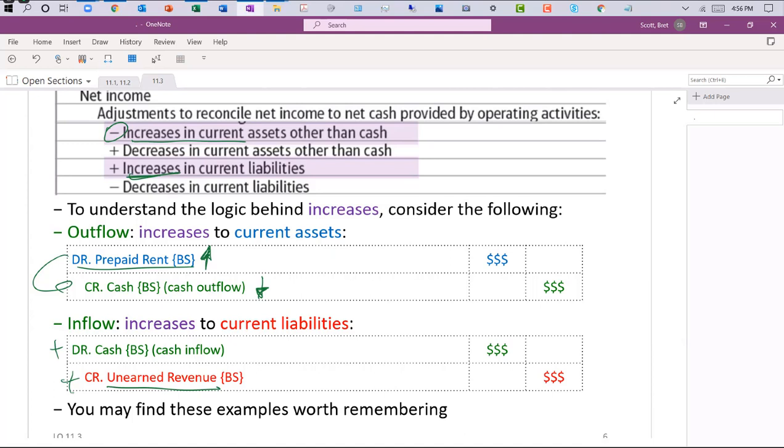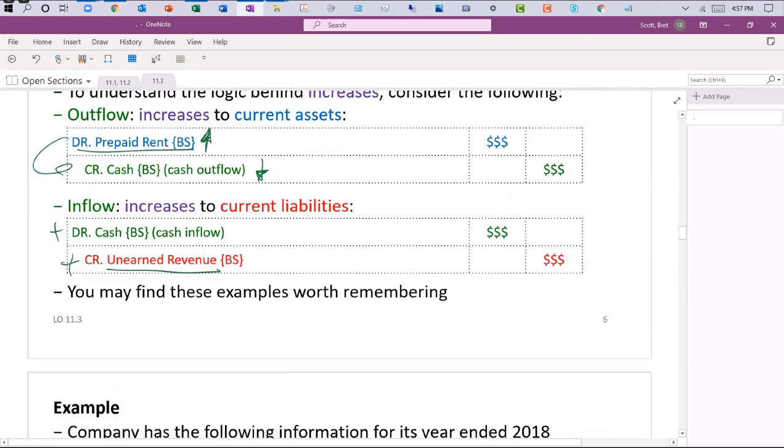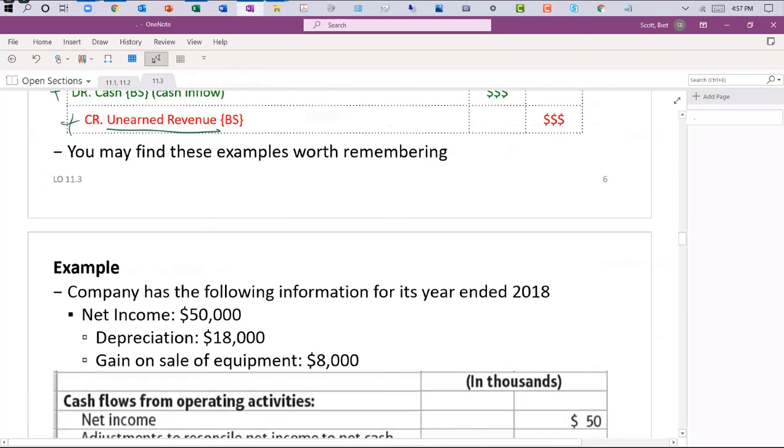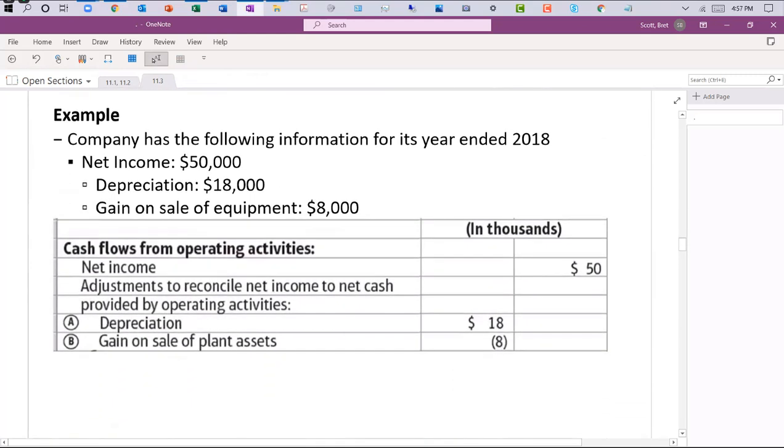So I can think of these journal entries, situations in which cash would be impacted by an increase in current assets or current liabilities, and therefore think to myself, how should I reflect that on the statement of cash flows? These are the rules. You just need some examples to think about to help you remember those rules. Otherwise, it's just memorization, and memorization can get you into trouble.